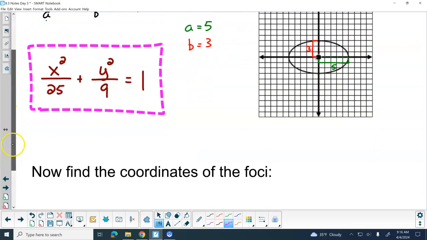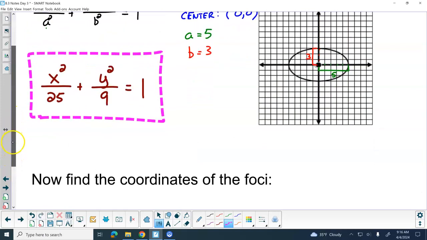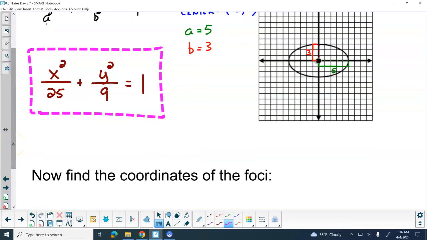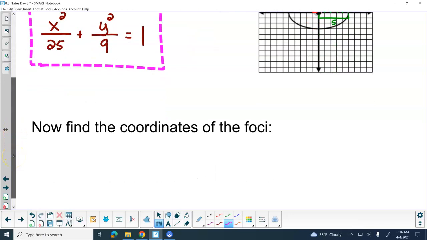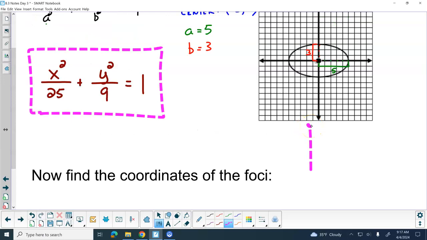Now that we have it, now let's find the coordinates of the foci. So now that we have this, now we can find the coordinates of the foci. So that's going to be, whoa.